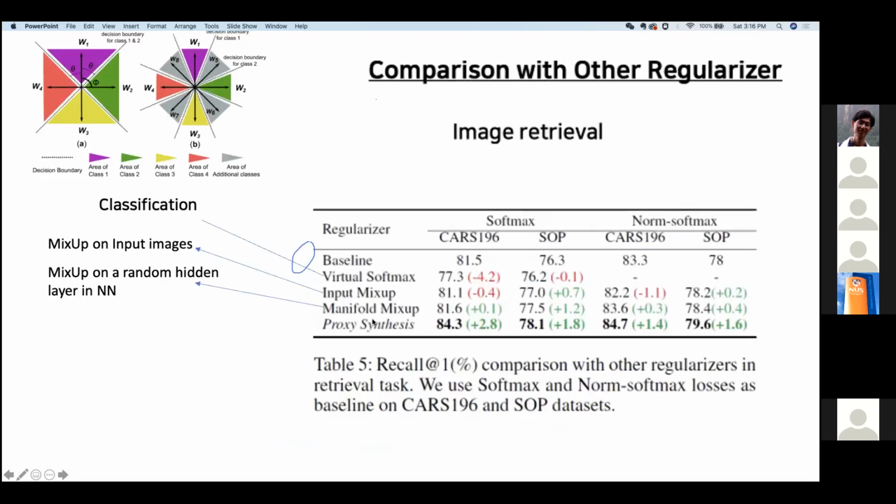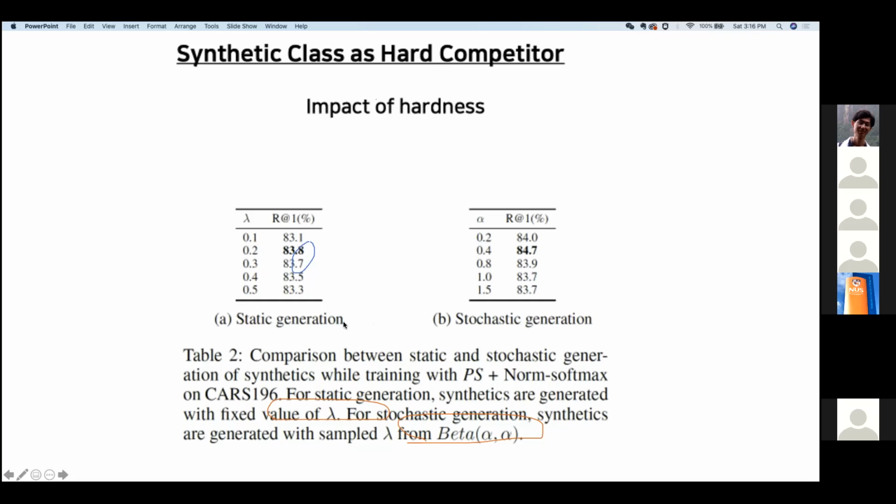Excuse me, may I ask a question? For example, in figure A, that means you use a fixed lambda 0.2. This is the best one. And for B, that means you sample lambda from beta alpha. The best one is alpha equal to 0.4. And that means for every batch, lambda will change. Yeah, you're right. It depends on the diversity of the generated or synthesized proxy and the samples, I think.